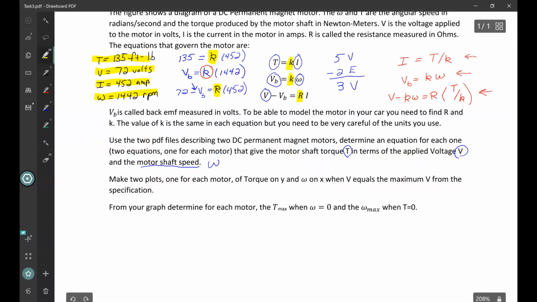All right, so in order to finish this, each motor is going to have its own value of K and R because they're different motors. So you're going to take this equation right here, and after you figure out your units, you're going to be able to know the R and the K. So this gives you an equation for the torque in terms of the speed, and you can make a plot of this. Torque on the Y, omega on the X. And then for the V, you're going to put the V in as the maximum V from the motor specification. I'll show you where to find it.